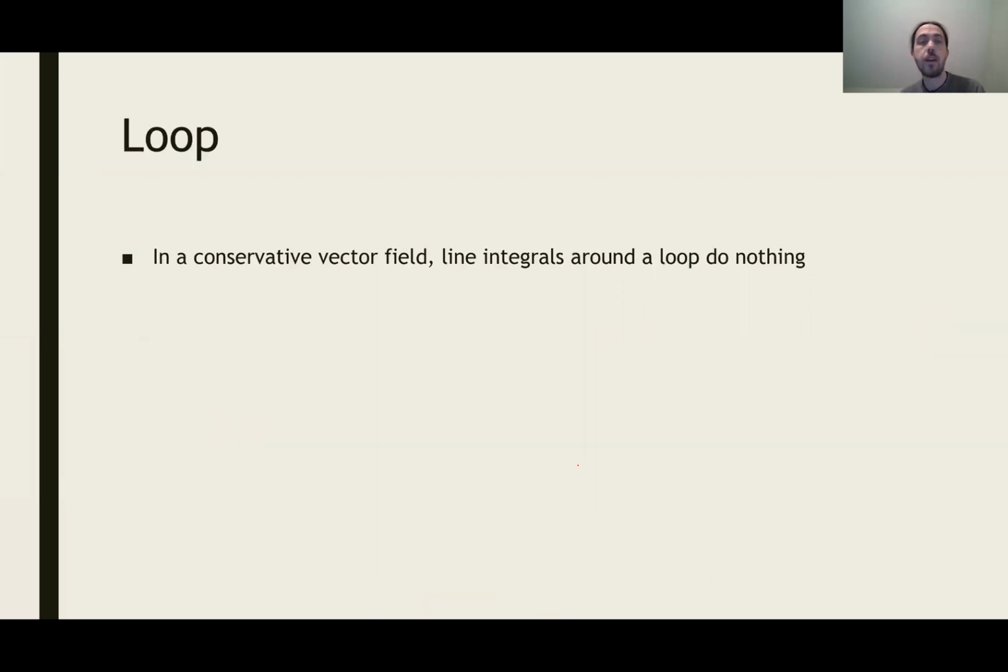One particular example is that in a conservative vector field, we're going to have the property that if we do a line integral around a loop, we're going to start and end at the same position, and whatever we gain along this loop is going to be nullified by the fact that we're going back to where we started. So we're going to get a line integral of 0.